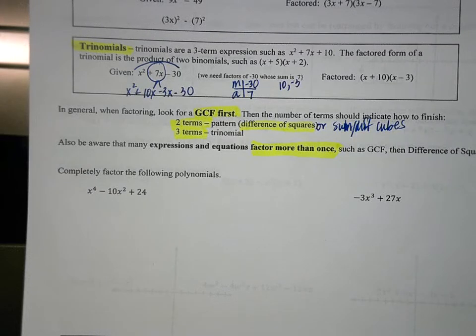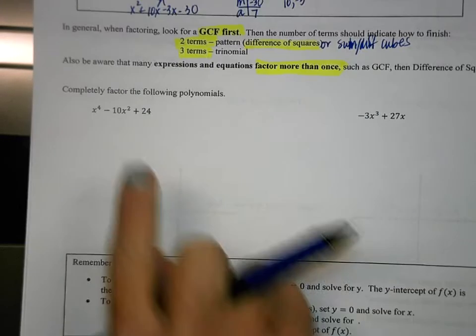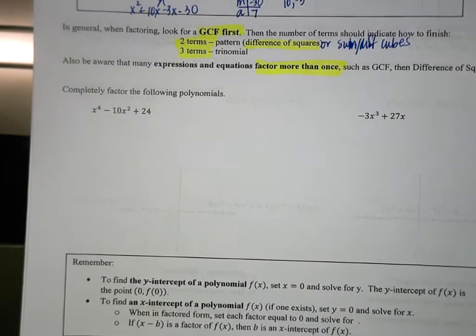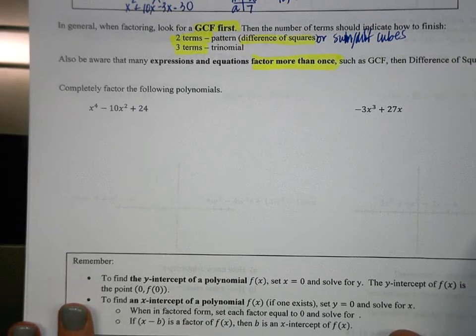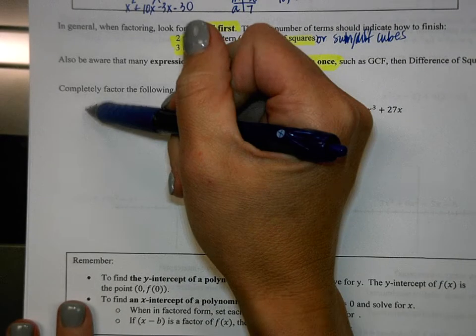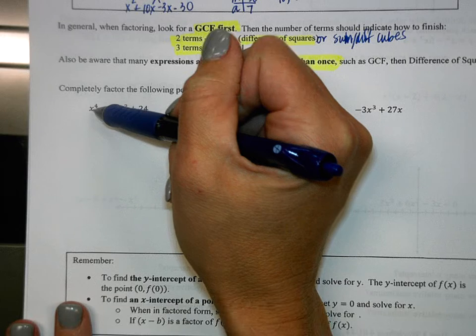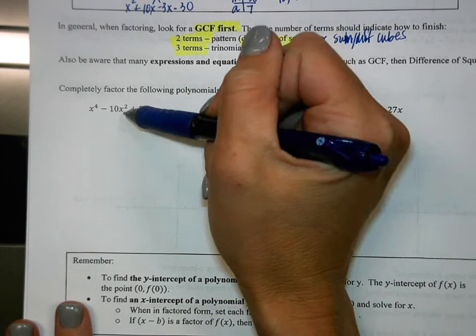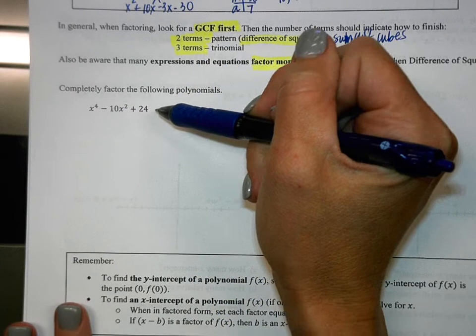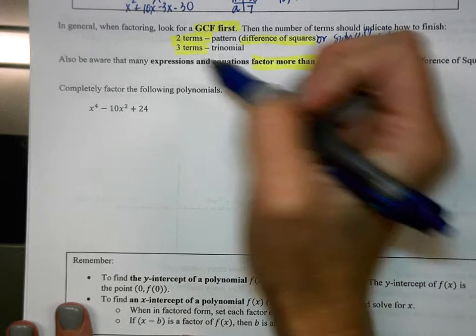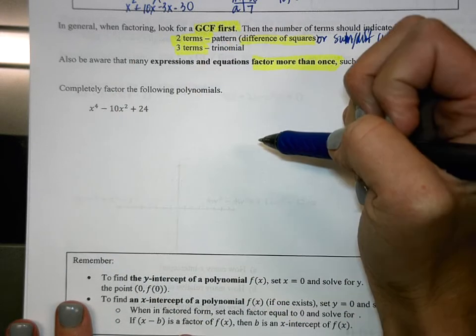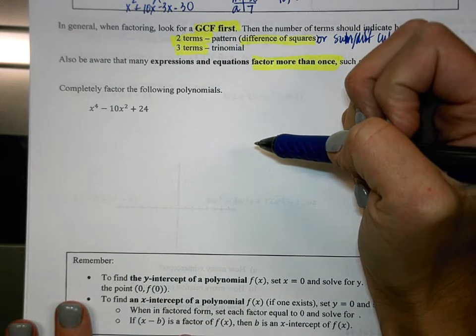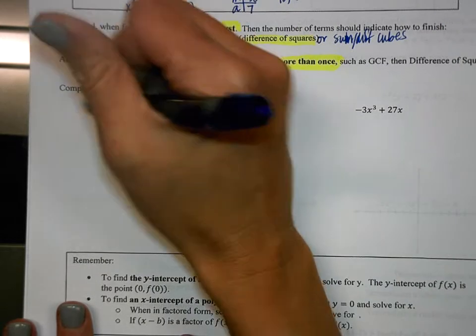Starting with this first example. Is there a GCF here? No. The correct answer is no. Okay, so there's no number in front of here, so I can't factor out a number. This has x to the fourth, so 4 x's. This one has 2 x's, and this one doesn't have any x's. So there is no GCF. Since there are 3 terms, we're going to check to see if this will factor using our trinomial factoring.